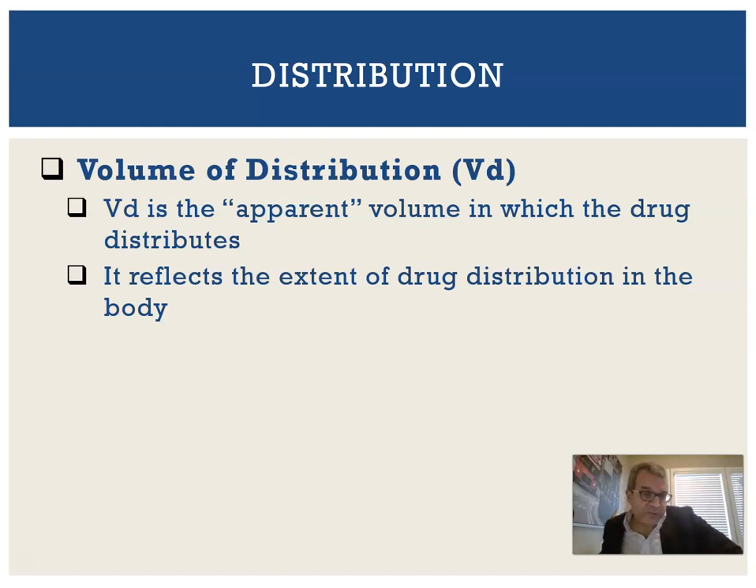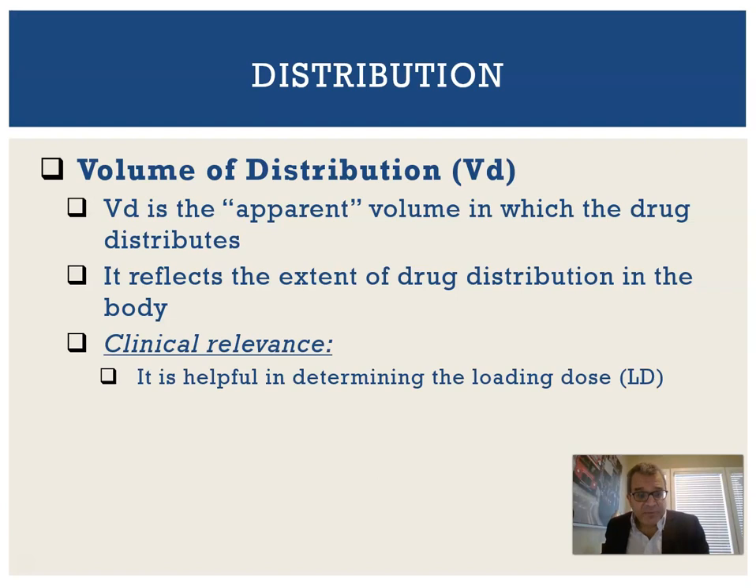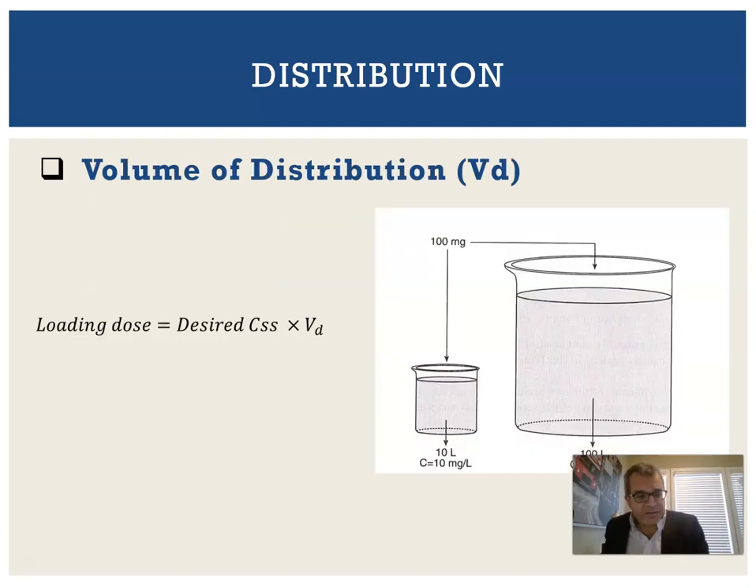Drugs with high volume of distribution will be distributed more in the body as compared to drugs with low volume of distribution, right? They will go to other tissues and so on, right? So is it relevant? Can it be useful in our day-to-day clinical practice? The answer is yes. It's helpful in determining the loading dose. Okay, I'm going to talk about that in the next slide.